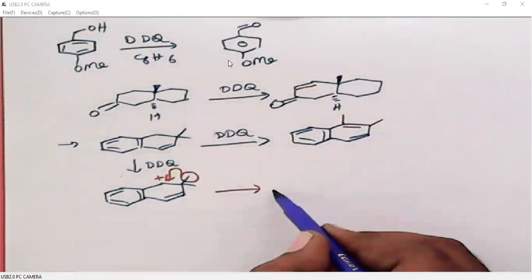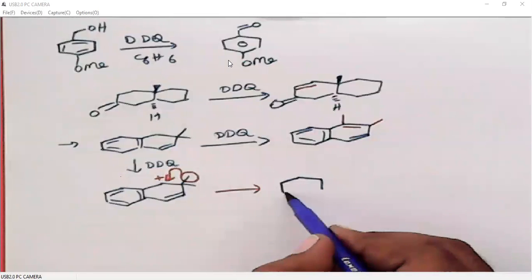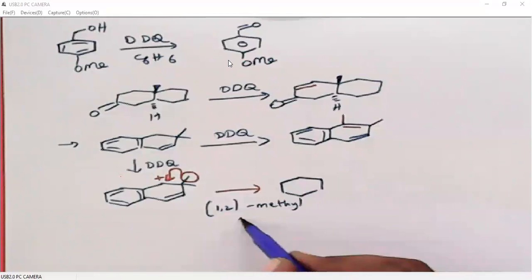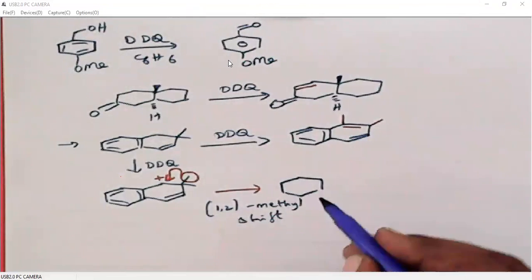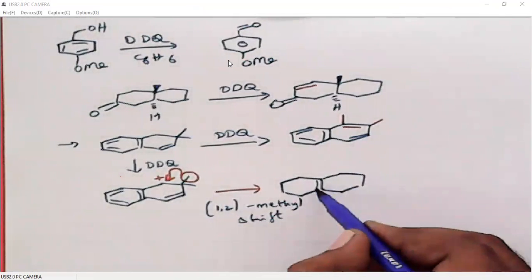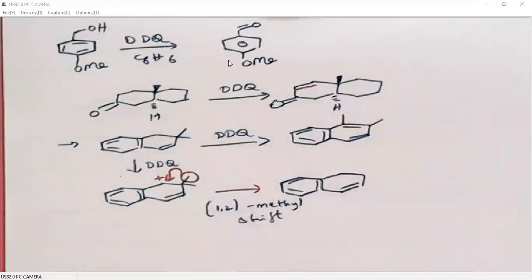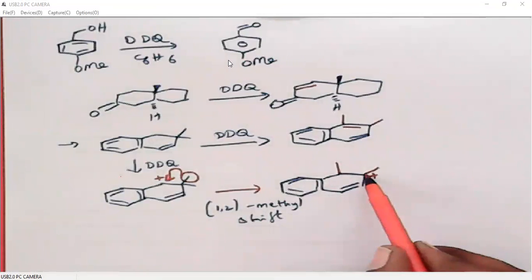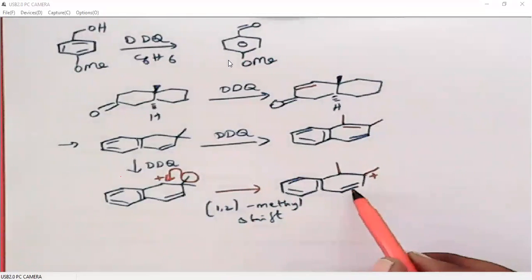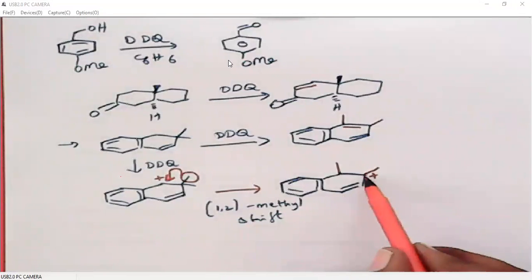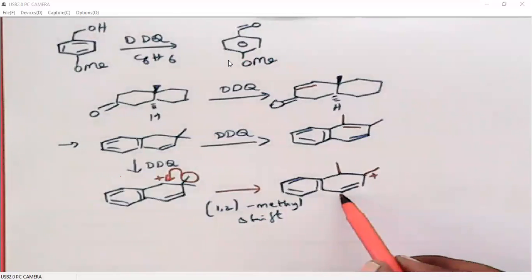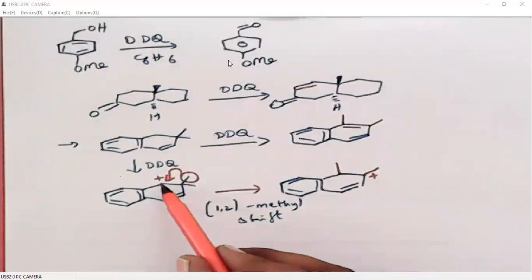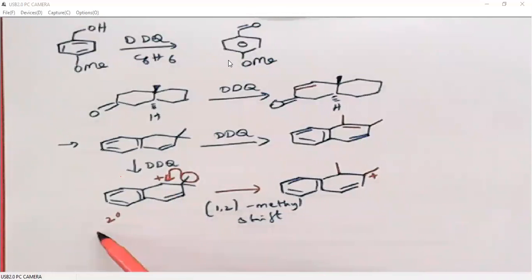But when we do a 1,2 methyl shift, what we are getting is an even more stable carbocation. See, this is a tertiary carbocation. At the same time, it is in conjugation with this allylic system. When we polarize this double bond, it becomes a benzylic carbocation. Initially, it is just a benzylic carbocation, but here it is a secondary and benzylic carbon.